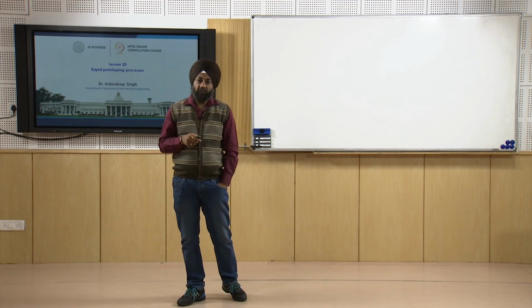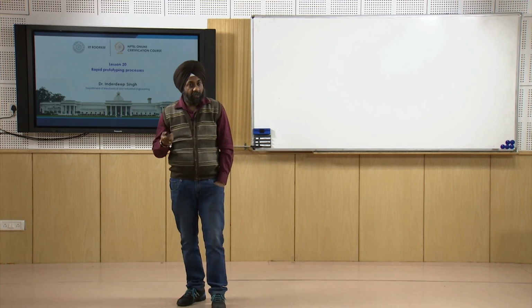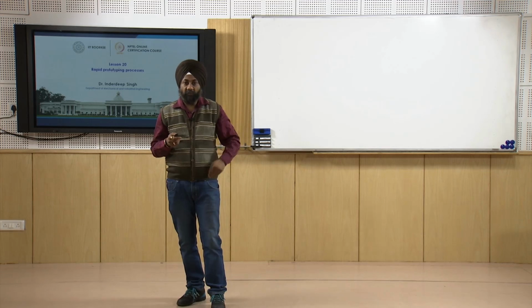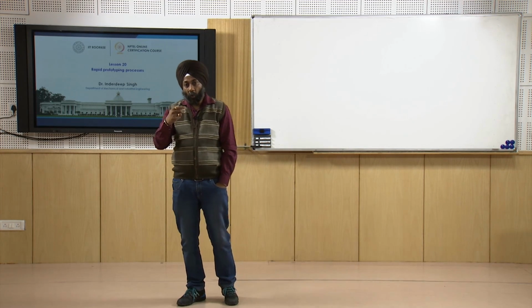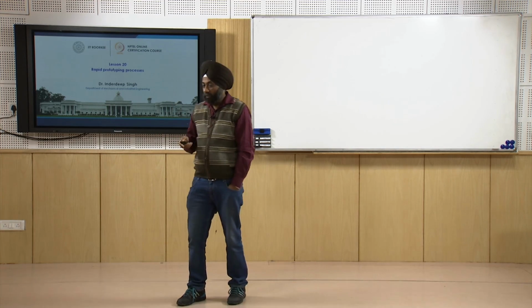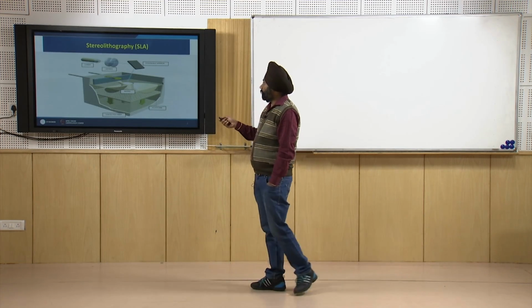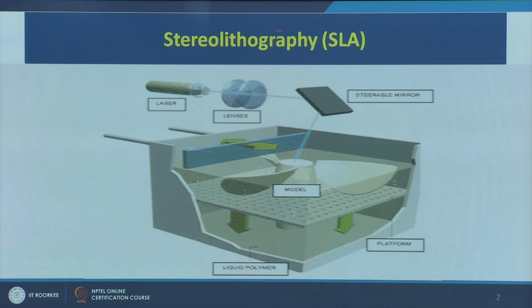We will see at least 3 or 4 processes that can be used for developing a prototype, what the mechanism of those processes is, and try to relate what we covered in our last session, the concept of rapid prototyping, with the actual process. Our objective will be to understand the mechanism of the process and how the process actually takes place. So let us see the first process, that is stereolithography, SLA.